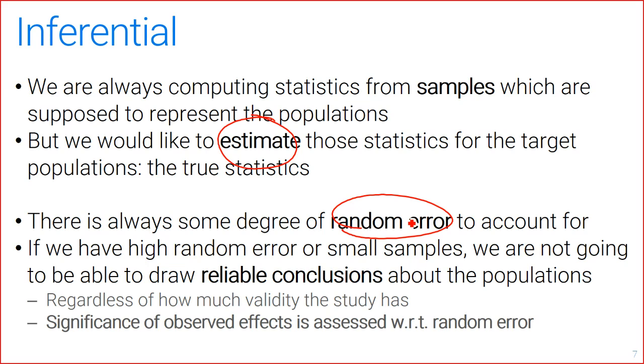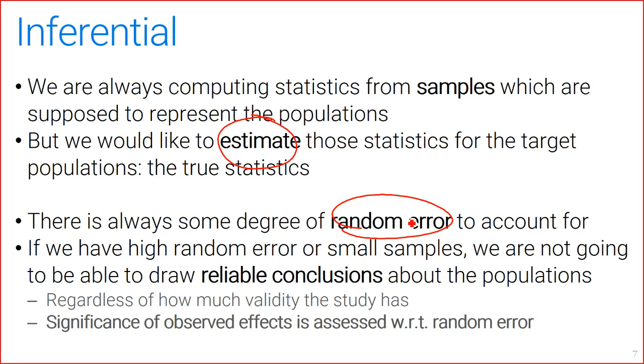And again, if we have a very high random error or we have small samples, we are not going to be able to draw a reliable conclusion about the populations. We can say anything we want about the samples because we have the data about them, but we cannot say anything meaningful or reliable about the populations if we have too much random error. So we're going to see today how the random error is specifically going to affect our conclusions. And this is regardless of how much validity the study has. We don't care if you have perfect internal validity, external validity, construct validity, all that. It doesn't matter. If your sample is not good or is not big enough, you are not going to be able to draw any reliable conclusion, regardless of validity.